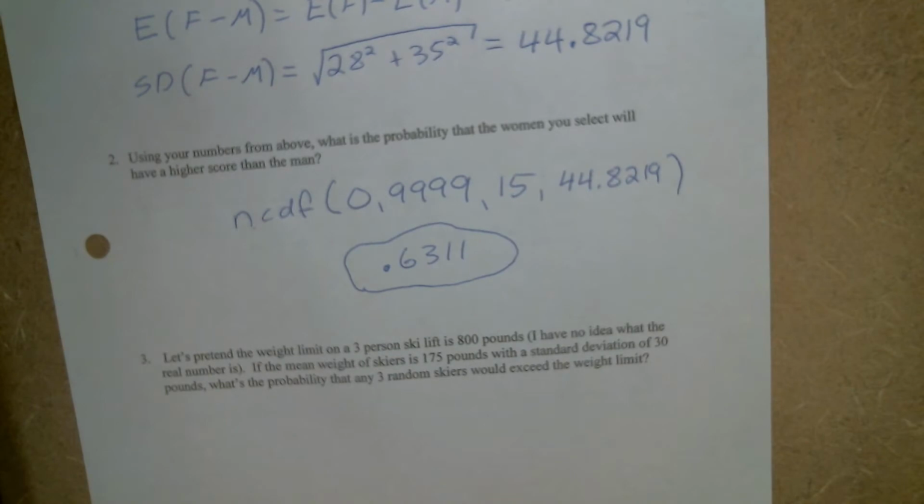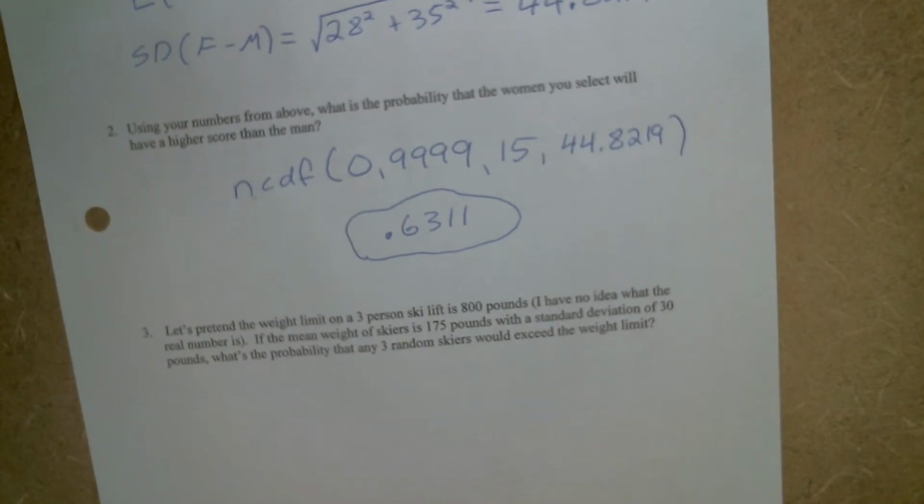All right, let's pretend the weight limit on a 3-person ski lift is 800 pounds. I have no idea what the real number is. If the mean weight of skiers is 175 pounds with a standard deviation of 30 pounds, what's the probability that any 3 random skiers would exceed the weight limit?